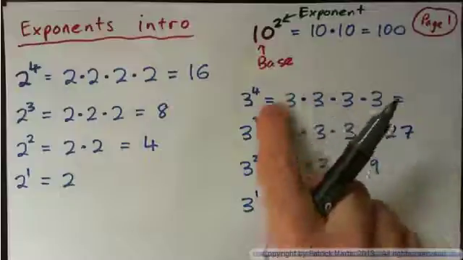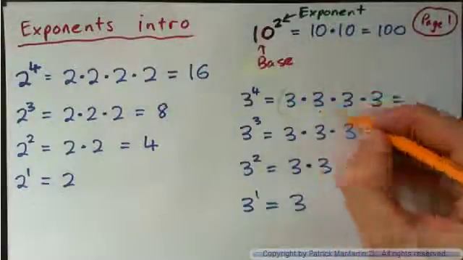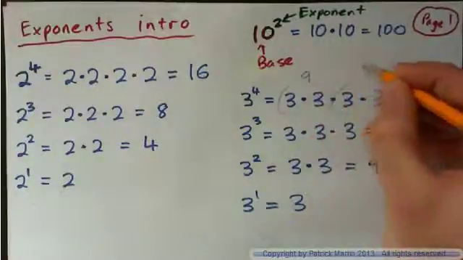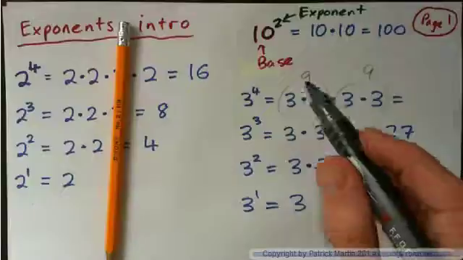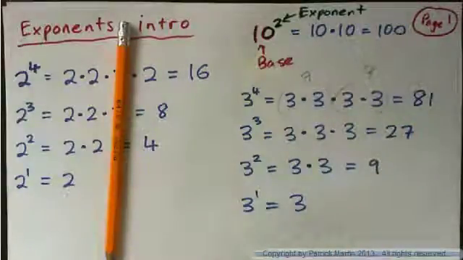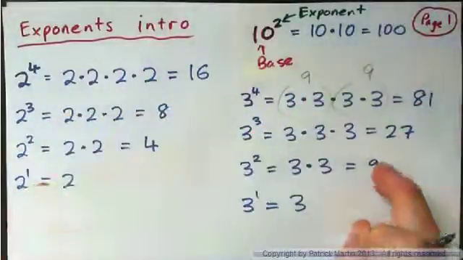So here we have 3 times 3. And just for fun, you could say, okay, 3 times 3 is 9, and this 3 times 3 is 9. So what we have is 9 times 9, 81. That's one way of doing it. But anyway, that's 81. Or you could say 27 times 3 would give you 81.